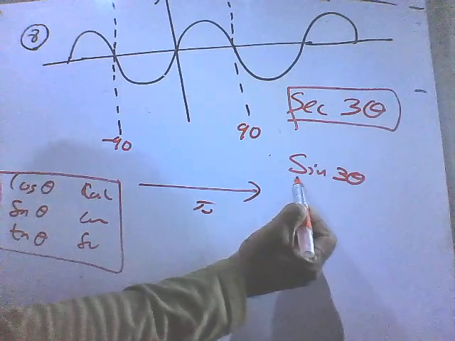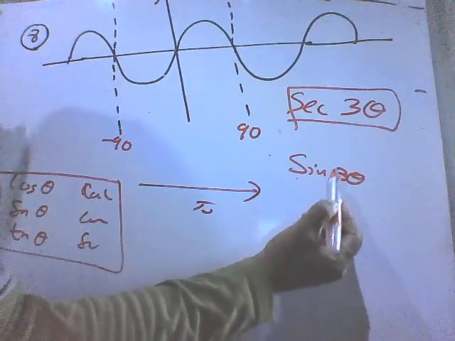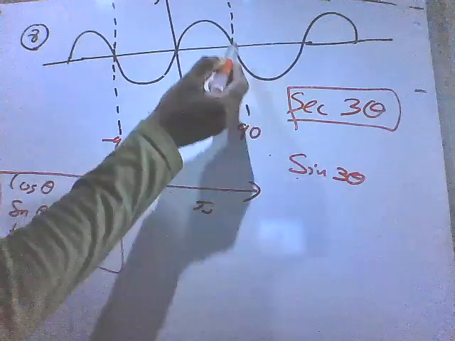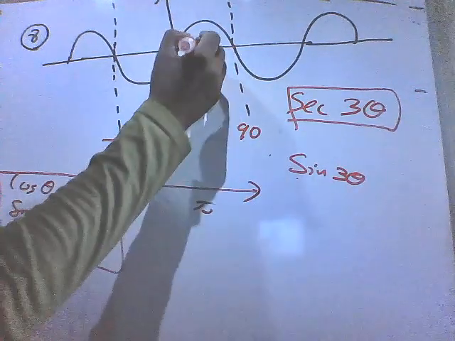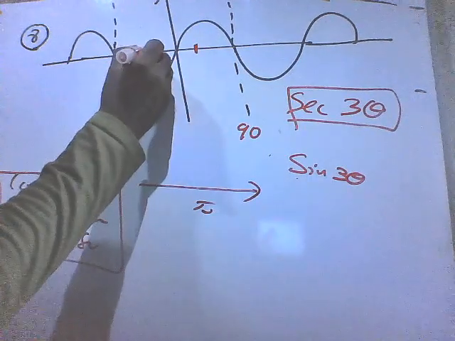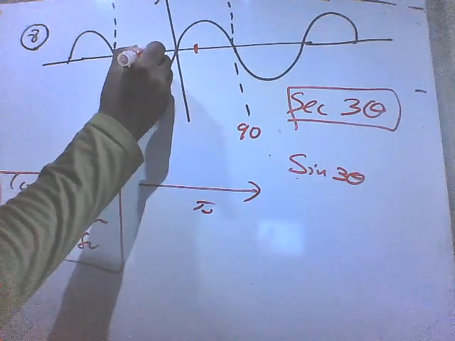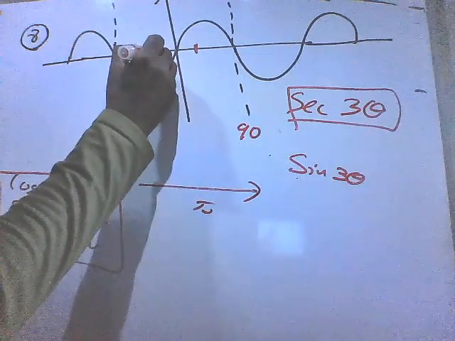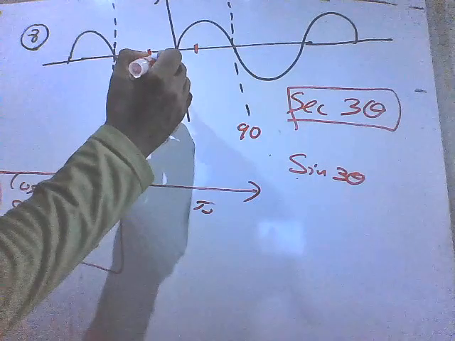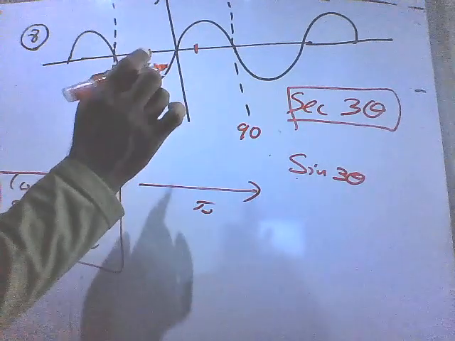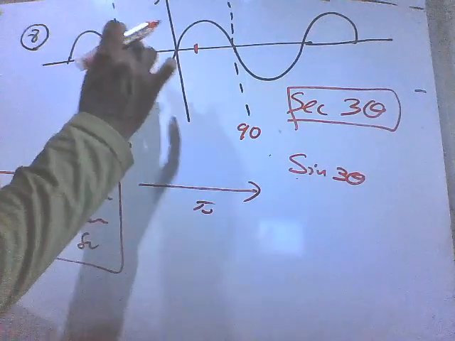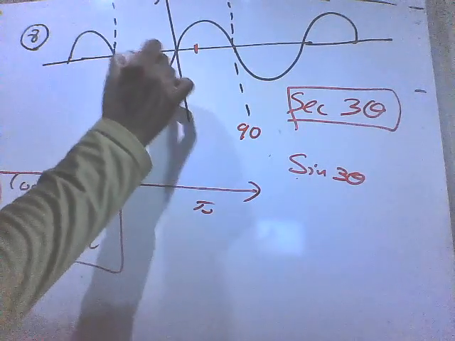So sin 3 theta means now the x value got multiplied by 3, so it becomes 1/3. So here 90 gets 1/3, it will come up to here. Minus 90 will come up to 1 over 3, that is minus 30, and the new graph will look like this.